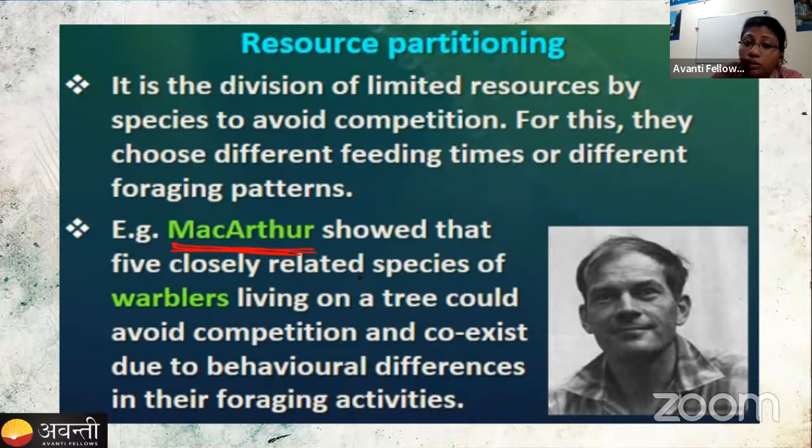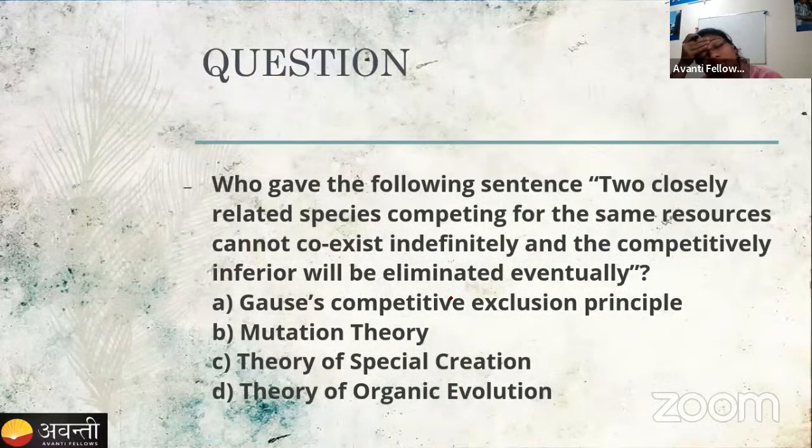He showed that the five closely related species of warblers living on the same tree avoid competition and coexist. उनको कोई लड़ाई झगड़ा नहीं चाहिए था. They were very happy to stay together. So they have a mutual understanding for their growth. So due to their behavioral differences and their foraging activity, they have taken a specific region for their feeding and lodging.